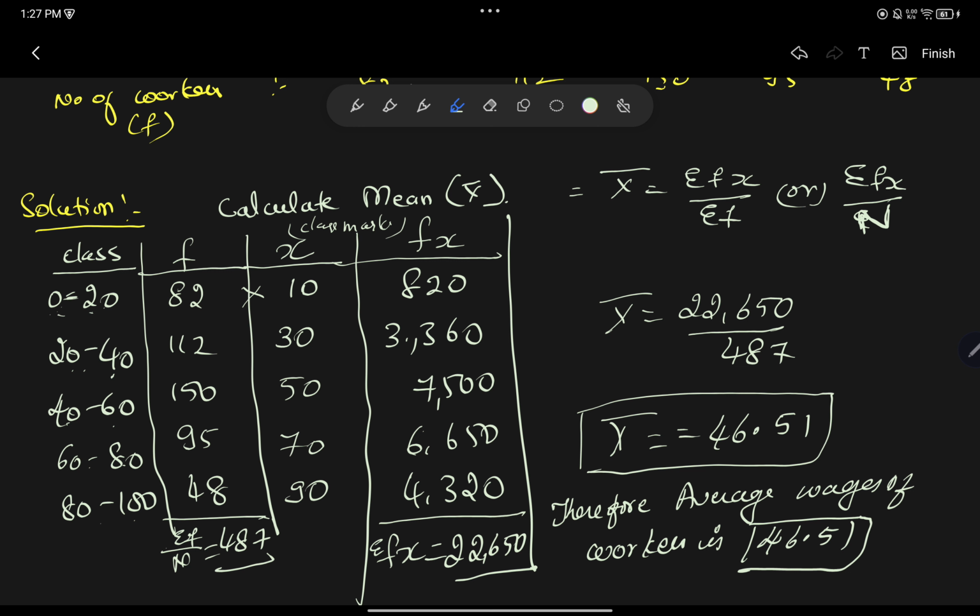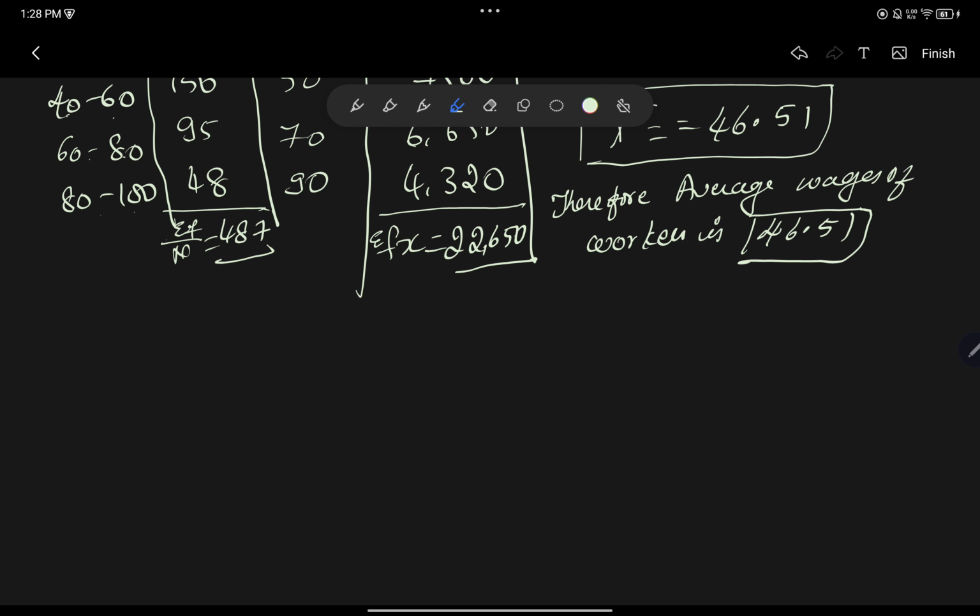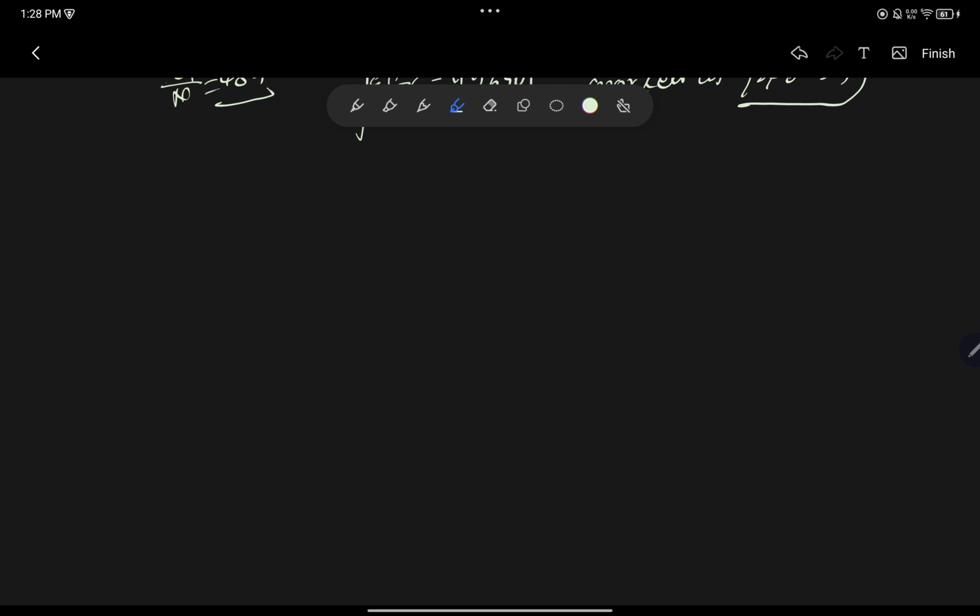Okay, so that is how we have to write. Done. Next, for the same question, we need to calculate the median. We will also be calculating the mode. Let's solve the median now.